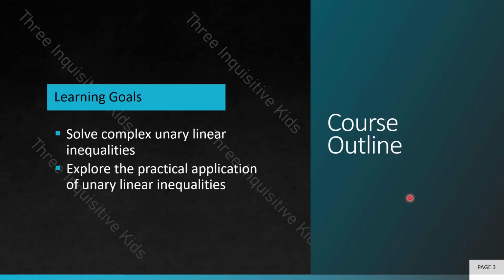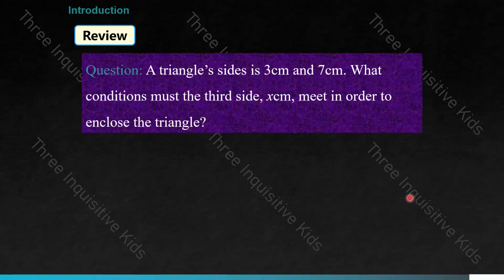The two learning goals of today are to solve complex unary linear inequalities and to explore the practical application of unary linear inequalities. Introduction: a triangle's sides are 3 centimeters and 7 centimeters. What conditions must the third side, x centimeters, meet in order to enclose the triangle?